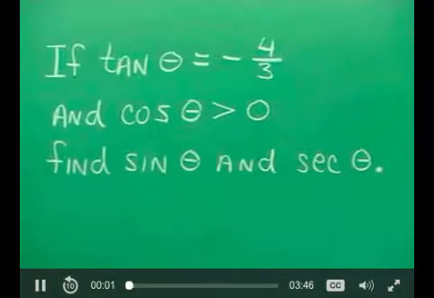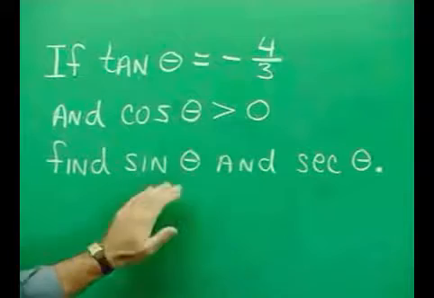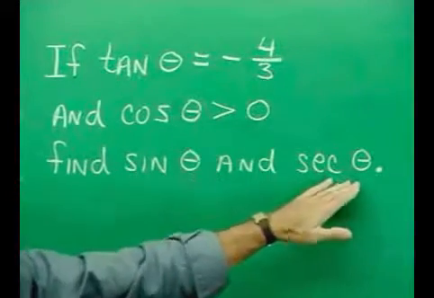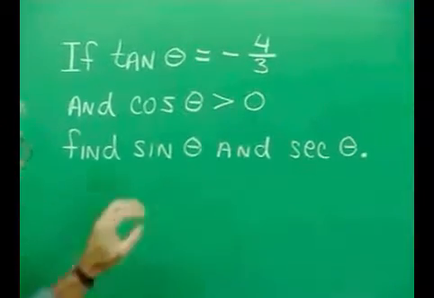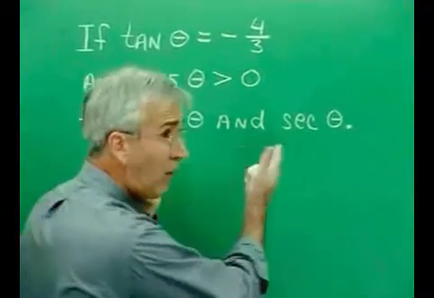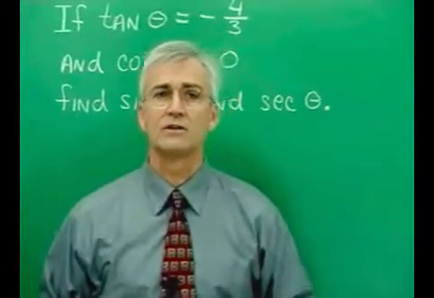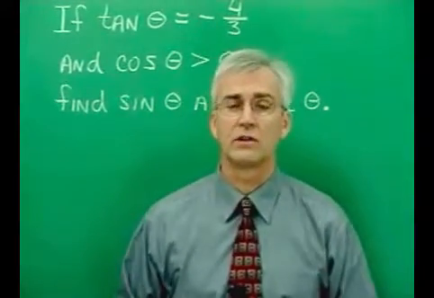Suppose we know that tangent theta is -4/3 and cosine theta is positive. We'd like to find sine theta and secant theta. Now, basically, to find sine theta and secant theta, we need to be looking at ratios, and therefore we need to be looking at lengths of sides. So we need to structure a triangle somewhere.